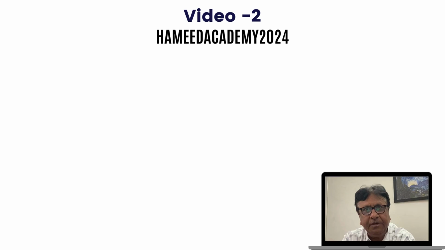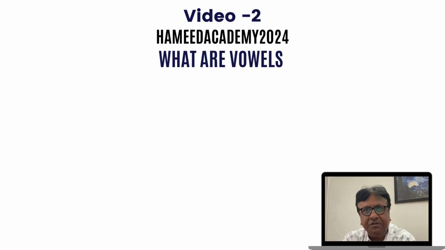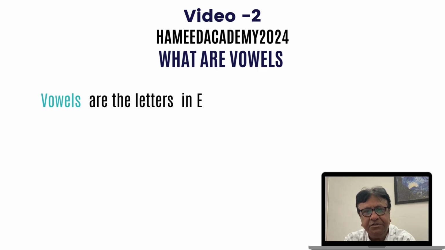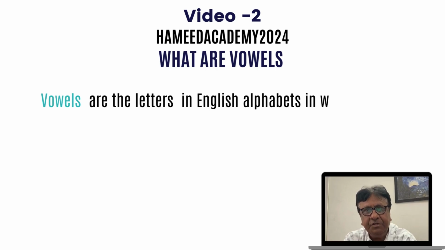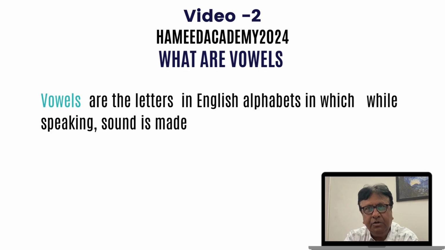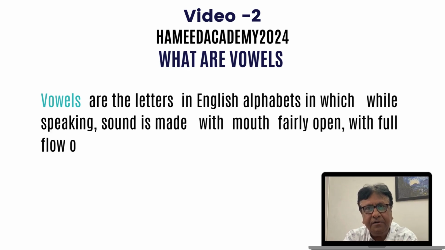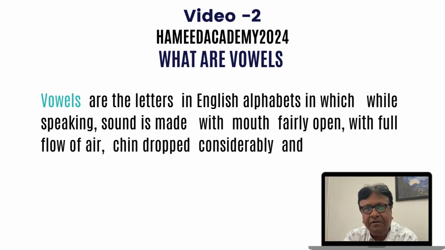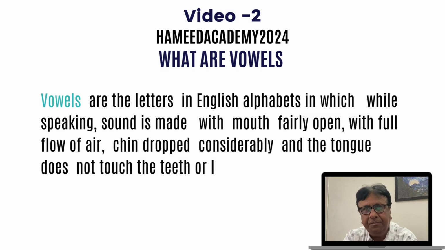Coming to the first topic, what are vowels? Vowels are the letters in English alphabets in which, while speaking, sound is made with mouth fairly open, with full flow of air, chin dropped considerably, and the tongue does not touch the teeth or lips.